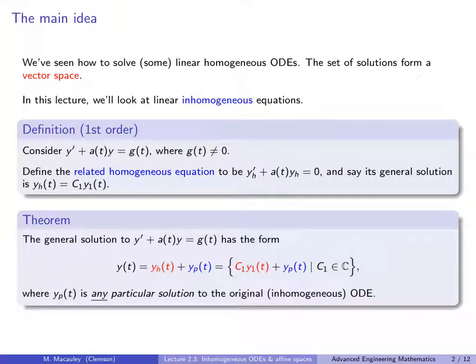Here's the main theorem, and it should be easy to see how it generalizes beyond just first order. The general solution to an inhomogeneous equation has the following form. y of t equals y_h of t plus y_p of t, where y_h of t solves the related homogeneous equation, and y_p of t is any particular solution to the original inhomogeneous ODE. In other words, it has the following form: c1 y1 of t plus y_p of t, where c1 is any real or complex number if we are going to allow those.